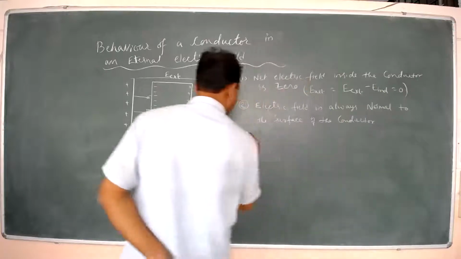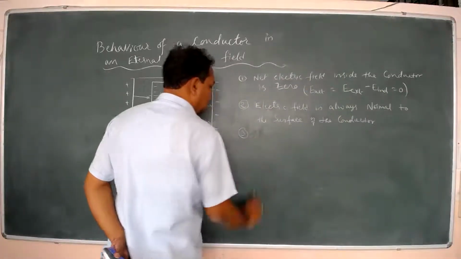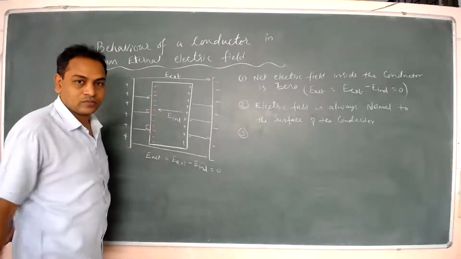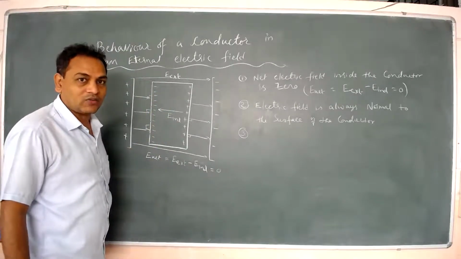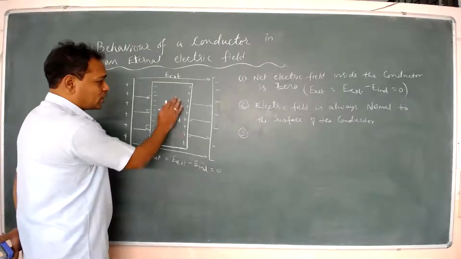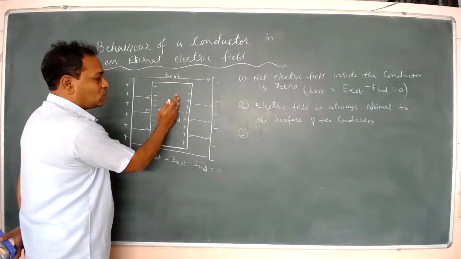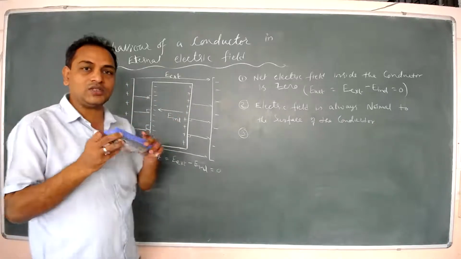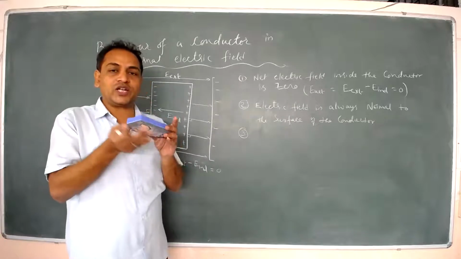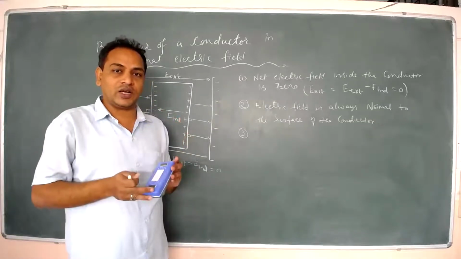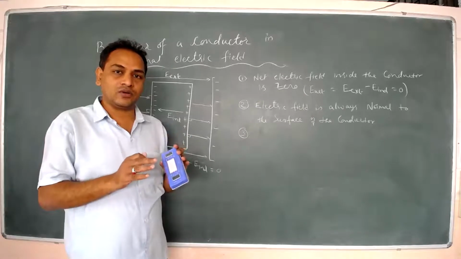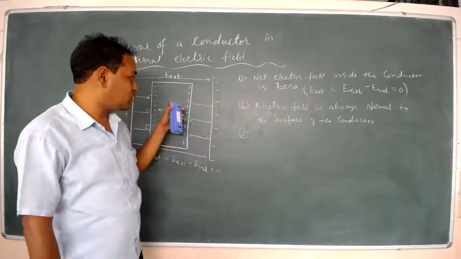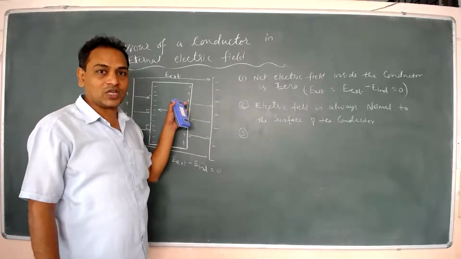Now the third point: charge inside the conductor will be 0. That means whatever excess charge is there will always reside only outside the surface. Inside the conductor, the net charge is 0. Why? Because the net electric field inside is 0, hence the net electric charge will also be 0.